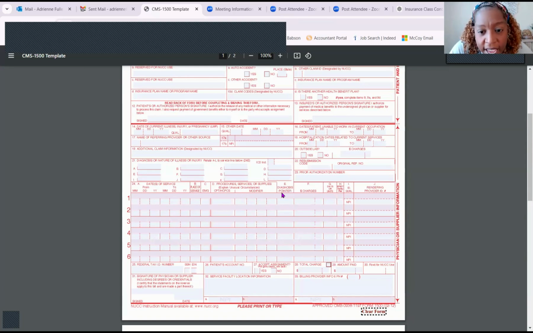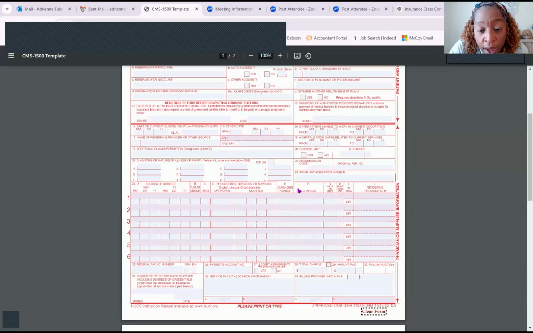And then in E, you're going to put the diagnosis pointer. So what diagnosis is the basis for me completing this treatment, this code? You would put the letter that corresponds with the diagnosis. So if you have an F80 diagnosis, you would put A here. You can use more than one, more than 2 or 3. As many as you can fit there is fine.